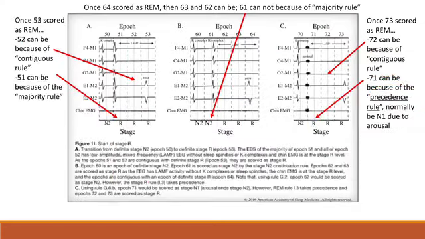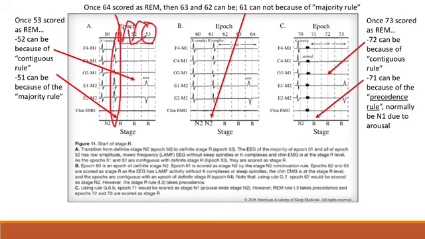Okay. So now this scenario here, once 53 is scored as REM, then 52 can go back and be called REM because of the contiguous rule, and then 51 can be scored back because of the majority rule. Again, the first half rule goes into play here. You have a K complex in the first half of this epoch, 51, which suggests that the majority of the epoch is now really REM.